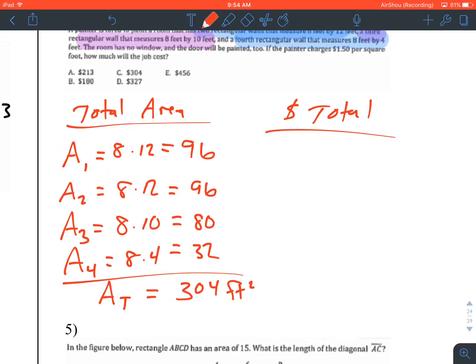If the problem is multiple steps, they like to put one of the intermediate steps as an answer. ACT is a horrible thing for jerks. The Jerk Squad made it. The painter charges $1.50 per square foot. So the cost is going to be the dollars per square foot times how many square feet.